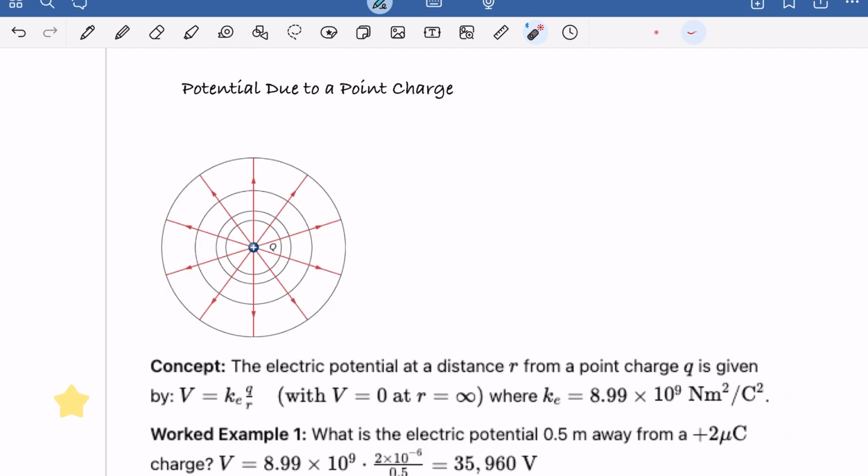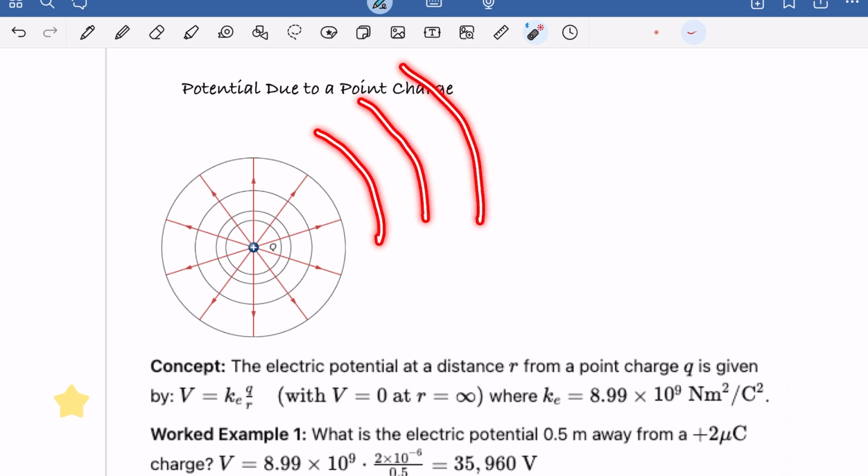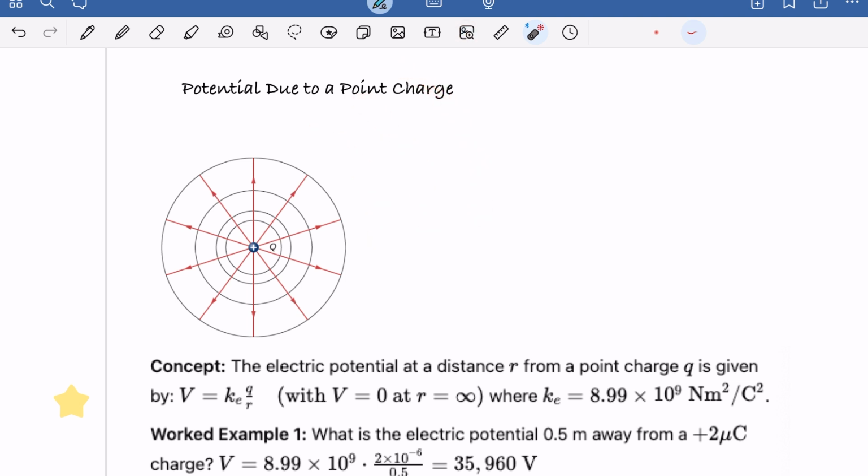So how does the potential due to a point charge look like? We already looked at this diagram and I did explain. Now you know that these are equipotential surfaces. And since it is a positive charge, as you go away, look at that, the potential is decreasing. As the distance increases, the potential decreases. So we have a very important formula. The potential due to a point charge is KQ by R.